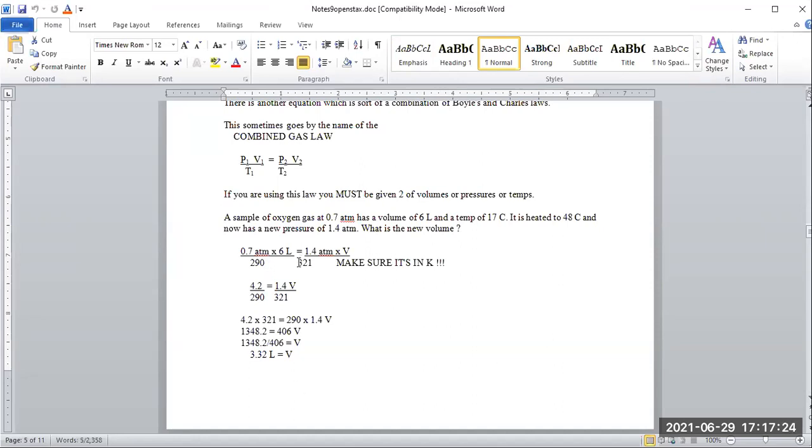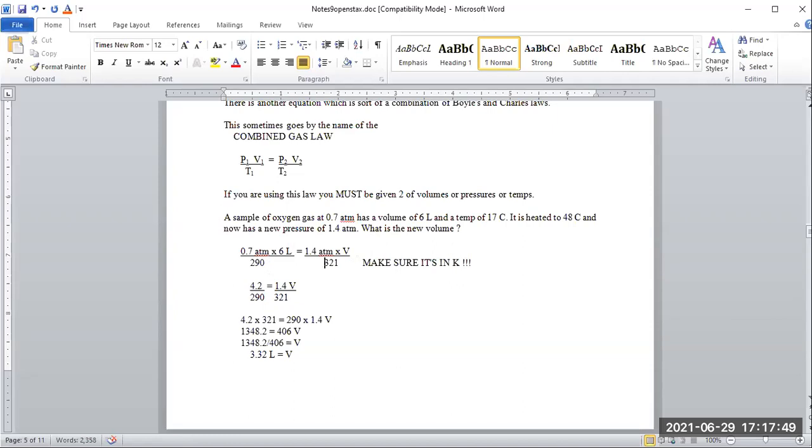I'm actually going to squish this over and make it a little bit more lined up here. When I put everything in, make sure you are converting your Celsius temperatures over to Kelvins. So 290 is 17 Celsius because it's 17 plus 273. And then 48 plus 273 will give you 321.